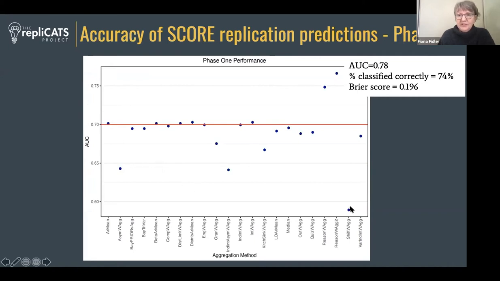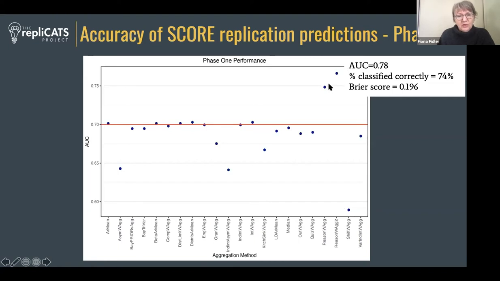aggregation models that we've used. Some of the things that we thought would do really well, like openness to changing your mind, how much people shift between round one and round two, turns out to actually be the worst possible aggregation model in this set.